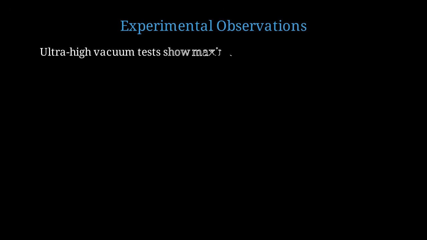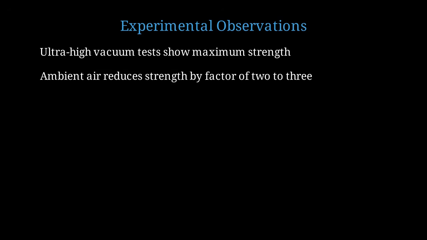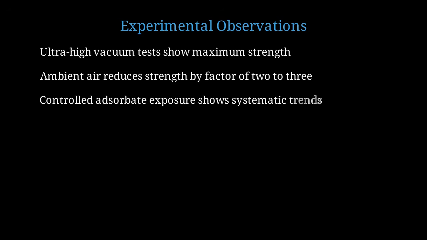When carbon nanotubes are tested in ultra-high vacuum with atomically clean surfaces, they exhibit strengths approaching 100 gigapascals. When the same nanotubes are tested in ambient air, strength drops by a factor of 2 to 3, to 30 or 40 gigapascals. Researchers have systematically exposed nanotubes to controlled amounts of oxygen, water, and organic molecules. Strength drops correlate directly with adsorbate coverage.